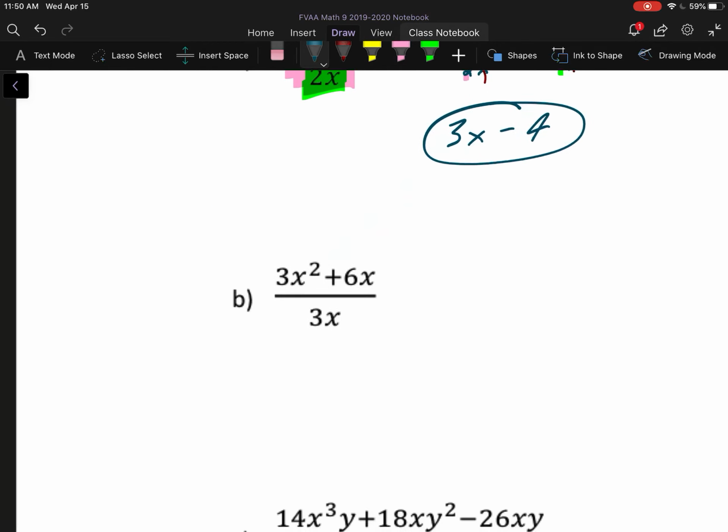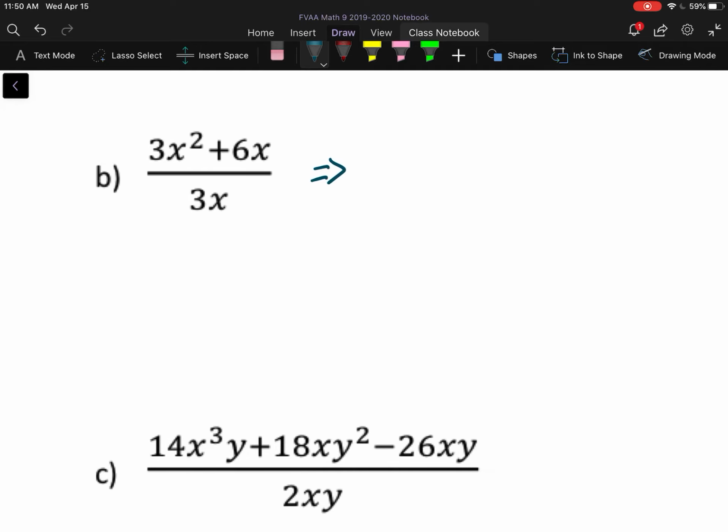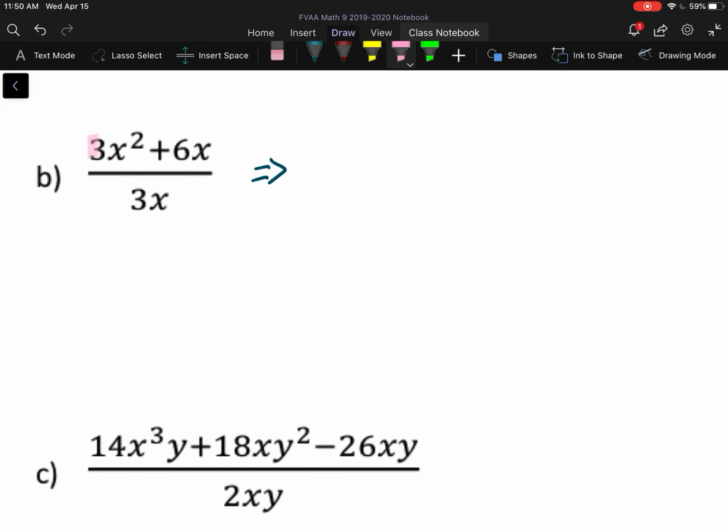Let's try another one together: 3x squared plus 6x divided by 3x. Again, I'm going to switch things over by distributing. 3x squared divided by 3x, and then plus 6x divided by 3x.